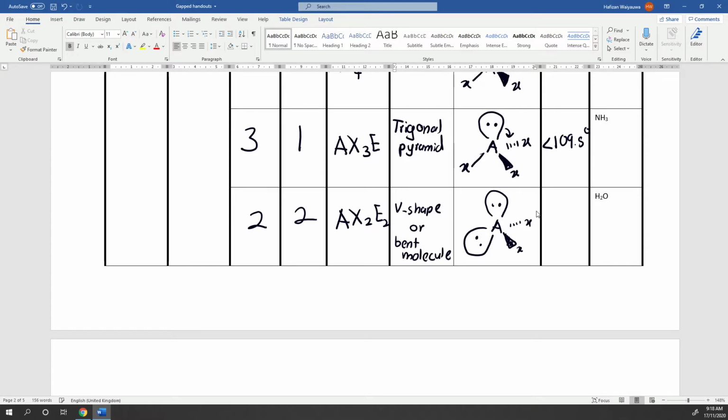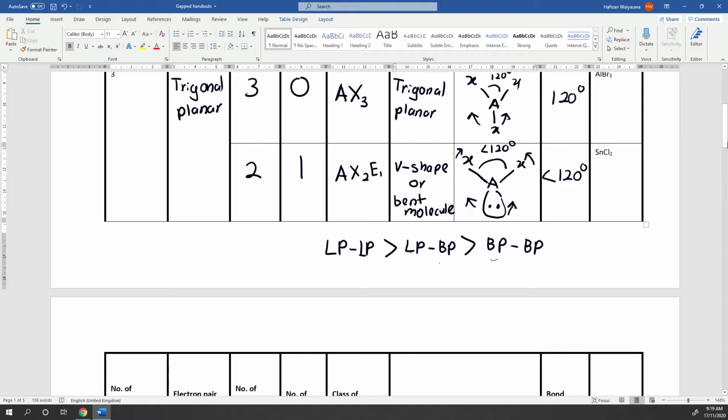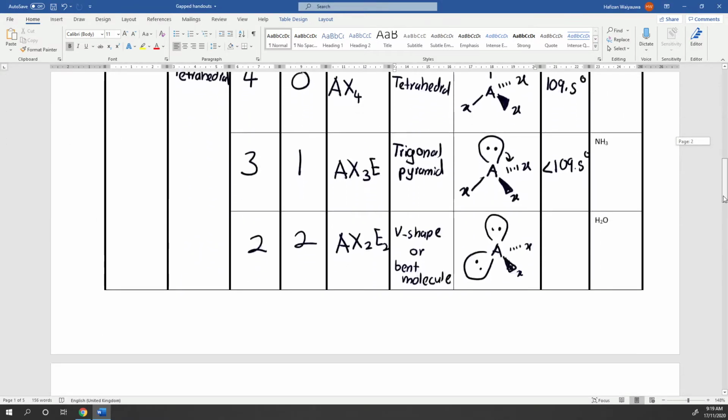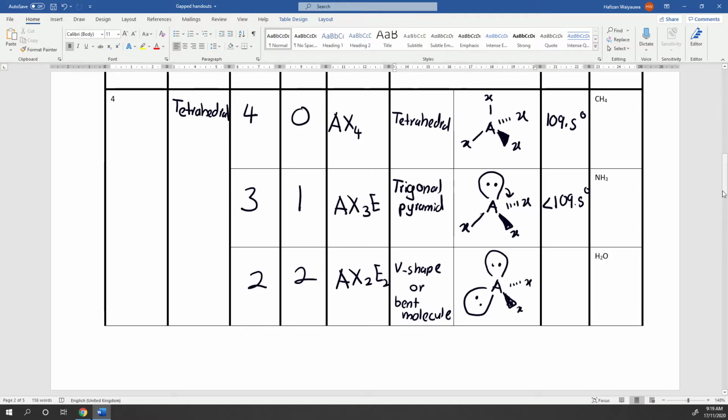Okay, every time you tak perlu tulis V shape or bent molecule. Tak kisah you nak guna V shape ke bent molecule ke, mana-mana betul. Sebab saya tulis dua-dua ni sebab buku tak semua guna V shape, tak semua guna bent. Okay, but the only thing that is different now, instead of tadi kita tulis is less than 120 degrees kan. Now sebabkan dia start dengan tetrahedral, so it is less than 109.5. Sekejap, tak cukup tempat lah. Sekejap, mana pemadam.